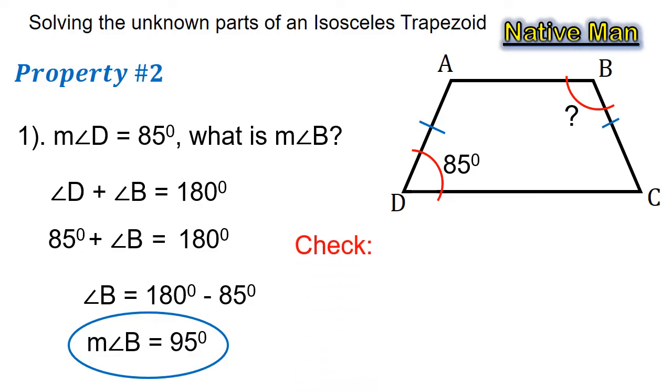So, pwede po natin i-check yan. So, check po natin using the original equation. So, angle D plus angle B is equal to 180. If you substitute, 85 plus 95 is equal to 180 degrees. So, 85 plus 95 is 180 and that is equal to 180. And that is correct.